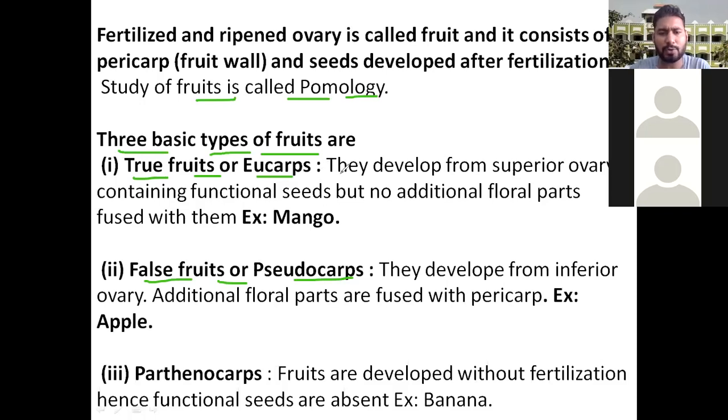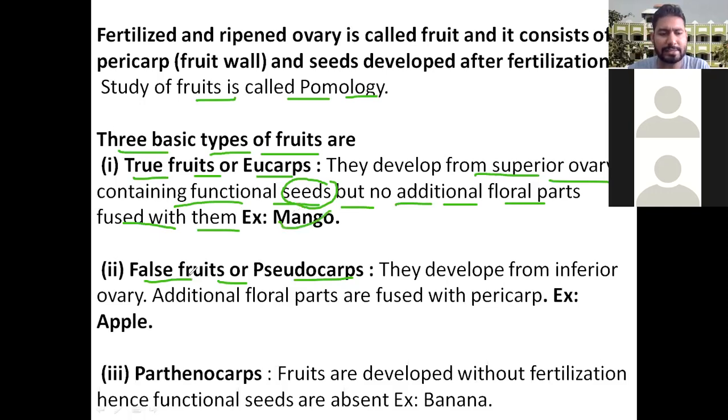Now, true fruits are eucarps. They develop from the superior ovary, because the ovary wall always forms the fruit. So it develops from the ovary containing functional seeds, but without additional floral parts fused with them. They have only the ovary and seeds, meaning the carpel, because stigma, style and ovary are parts of the carpel. No floral appendages, no receptacle or thalamus involved. So this is called the true fruit or eucarp.